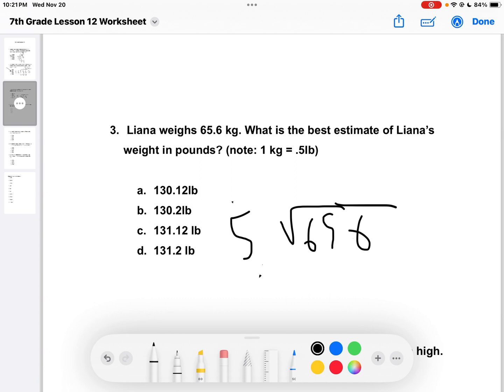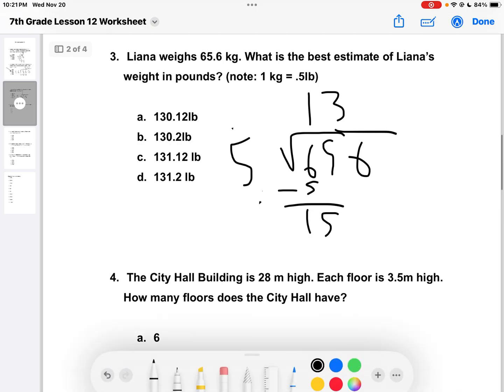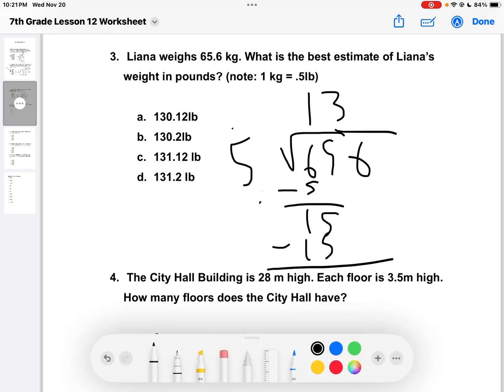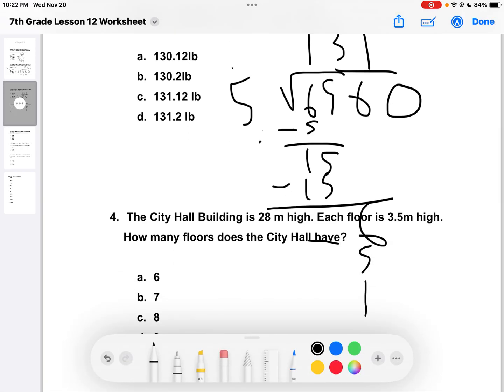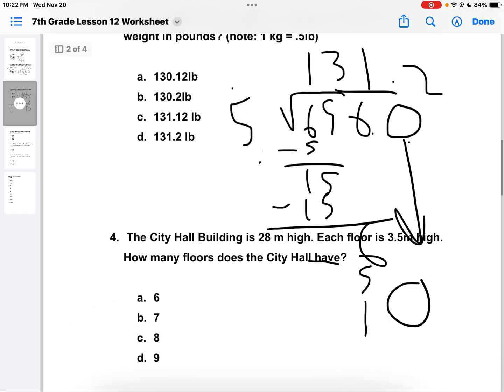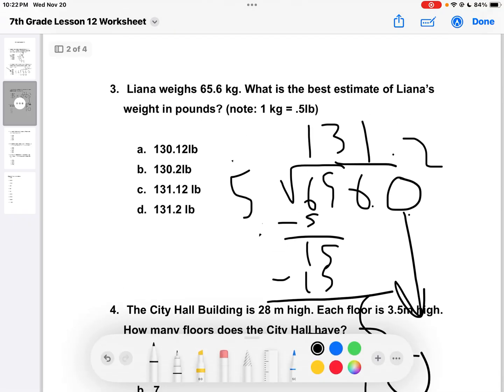And 5 goes into 6 one time. That'll be 15. 5 goes into 15 3 times. Minus 15. Put a 6. 5 goes into 6 one time. Minus 5. And that will equal 1. Add a 0. Bring it down. And 5 goes into 10 exactly 2 times. So the answer will be 131.2. So the answer is D.